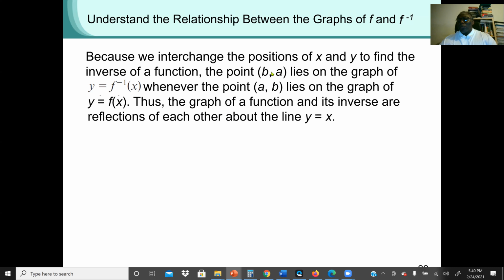Remember, when we have a function, to find the inverse of the function, we replace x with y and y with x. That's what we did. So remember, for a point, the first value will be a. Let's say a is x and b is y. If I'm finding the inverse of the function, anywhere I see x, I'll replace it with y, and anywhere I see y, I'll replace it with x. So the point for the inverse of the function will be (b, a), if the original function's point is (a, b).